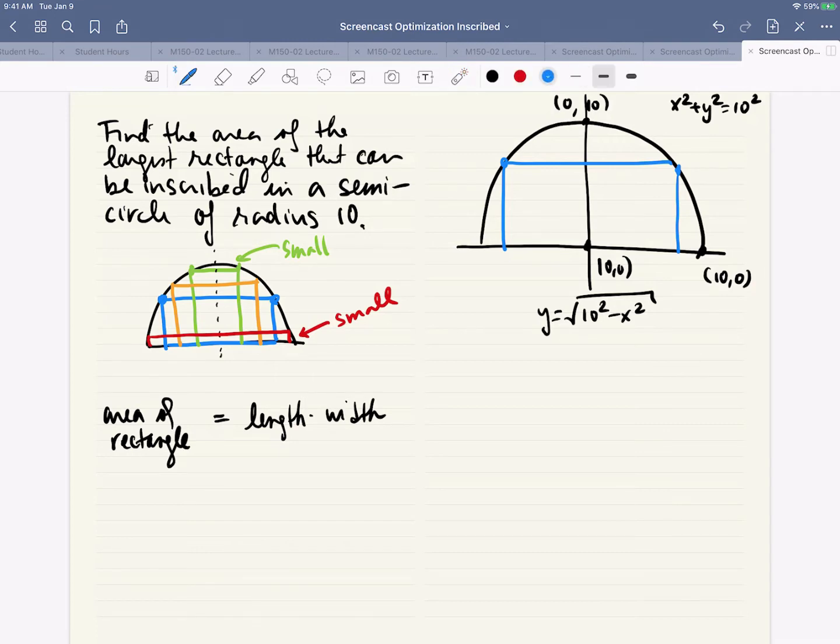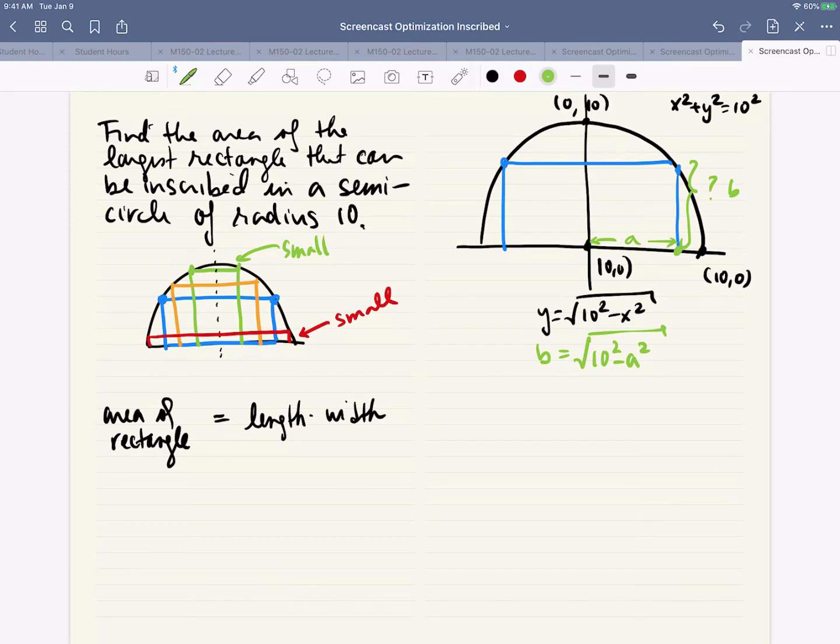So let's say, I'll do this in green, that this distance here is a. What is this distance? Call it b. Well, if this horizontal distance here is a, I can use this function y to tell me that b, which is the height of my rectangle, is the height of my semicircle when I go a units away from the origin. So b is the square root of 10 squared minus a squared. So that gives me a relationship between a and b.